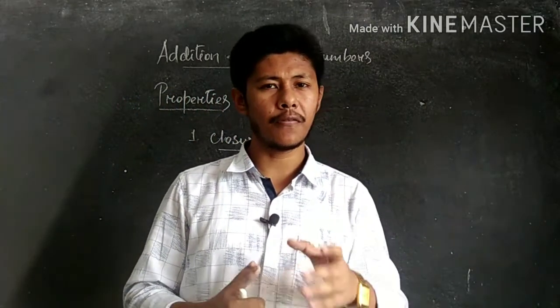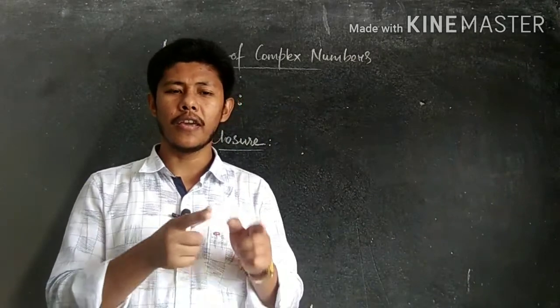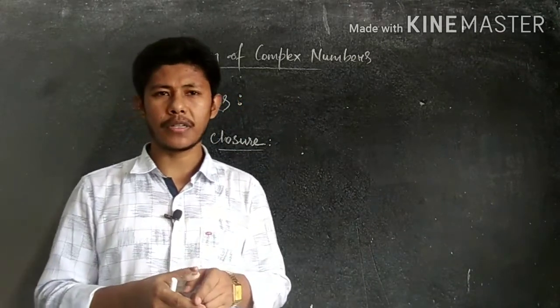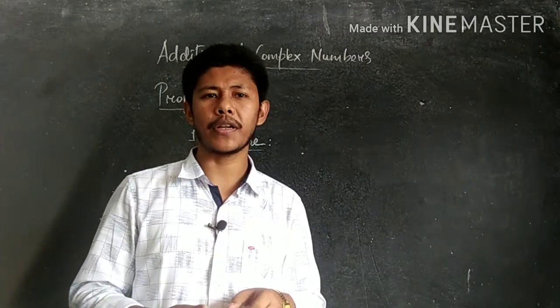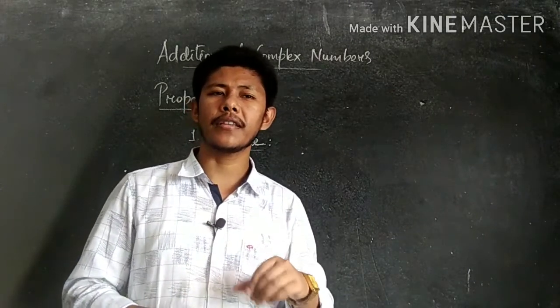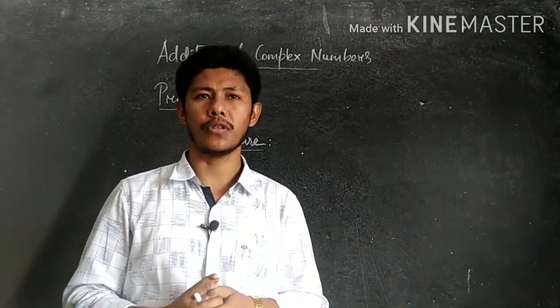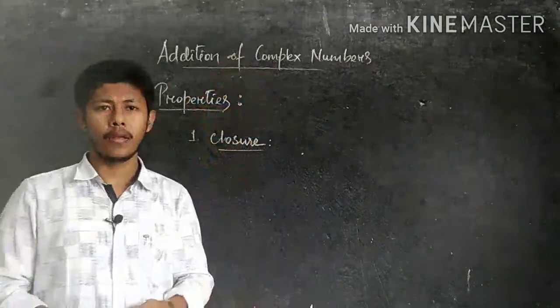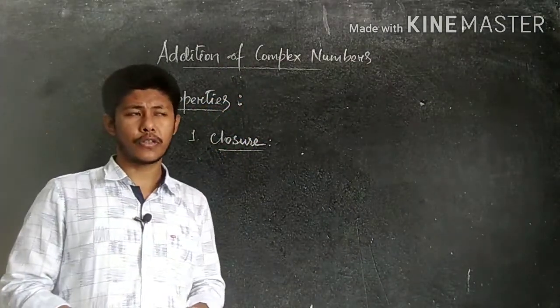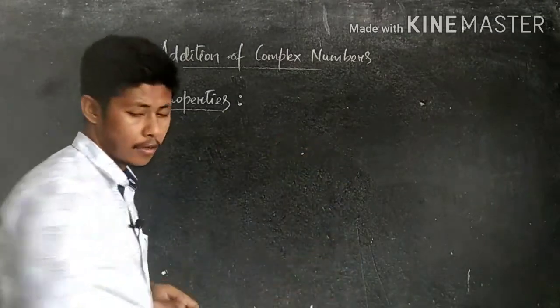Is it clear? All of you understood? So what you have to do? If we add two complex numbers and again from there we get a complex number, then we can say the complex numbers are closure. Is it clear? Now the next one, after closure, we have to discuss commutative.